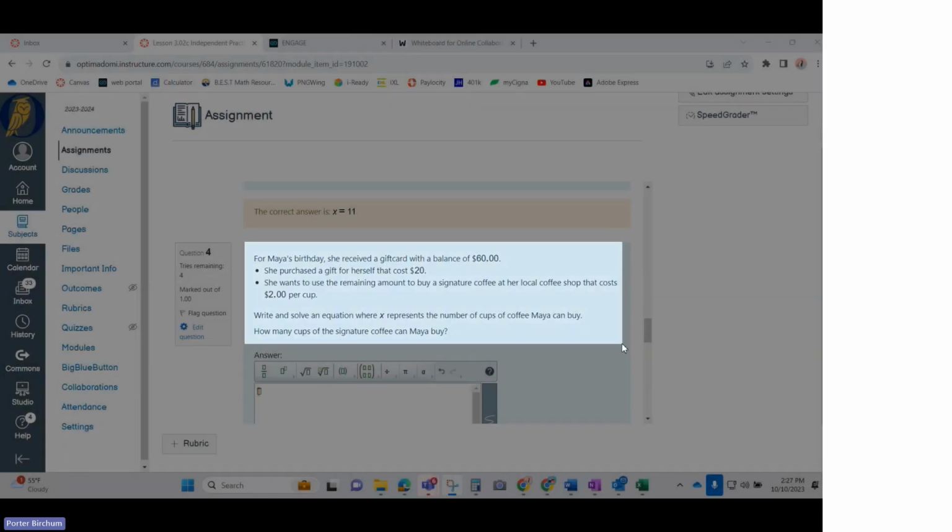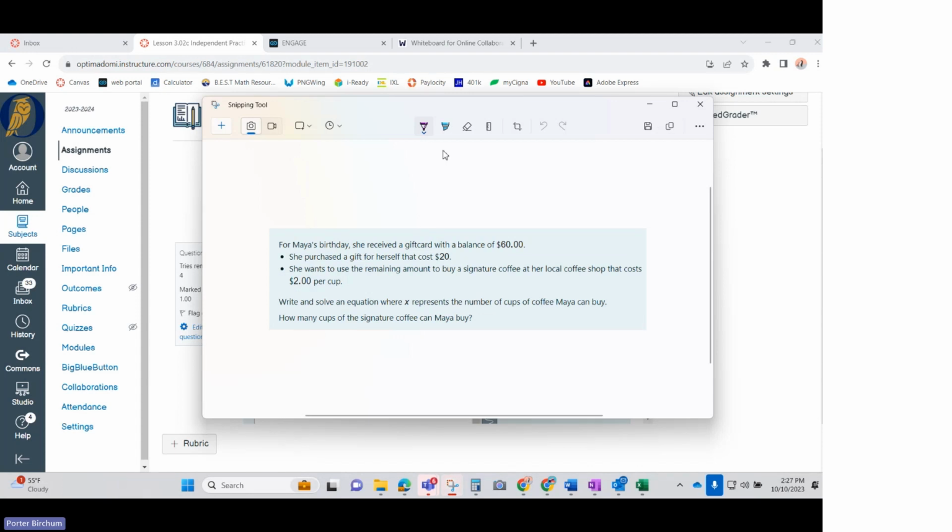Pull up that screenshot. For Maya's birthday, she received a gift card with a balance of $60. So, ooh, she got a $60 gift card. She purchased a gift for herself that cost $20. Oh, I read gift card. She got a gift. So she purchased a gift. It costs $20. She wants to use the remaining amount to buy a signature coffee at her local coffee shop that costs $2 per cup.